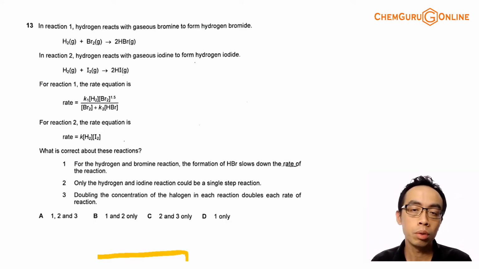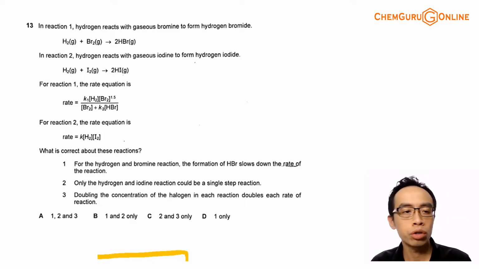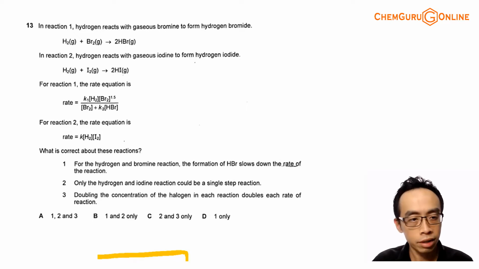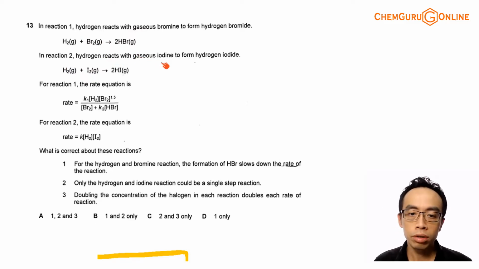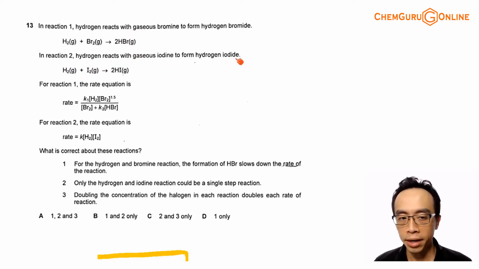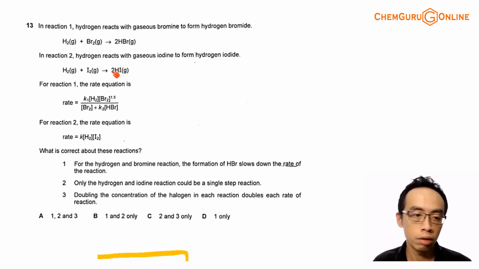Now in this video, we want to discuss the suggested solution for 2021 A-Levels H2 Chemistry, Paper 1, Question 13. Now question 13 goes something like this. In reaction 1, hydrogen reacts with gaseous bromine to form hydrogen bromide. The balanced equation is given. In reaction 2, hydrogen reacts with gaseous iodine to form hydrogen iodide, and the balanced equation is also given.